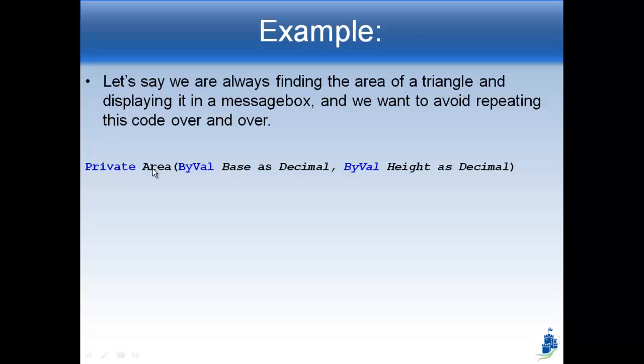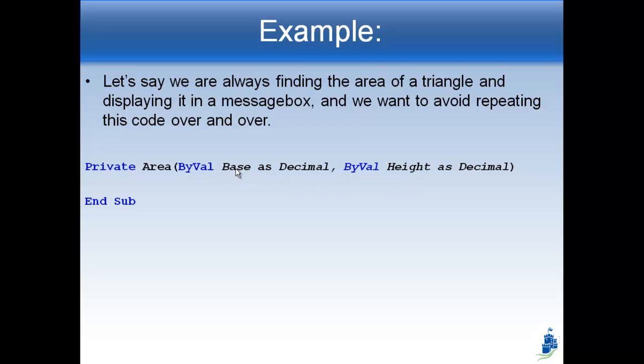I've called this function area. So we say private sub area, and then it says ByVal, like we always say. Well, of course, to calculate the area of a triangle, we need base times height divided by 2, right? So we need something called base, and that's going to be a decimal. And then we can have a comma here and actually have multiple arguments. So we say ByVal height as a decimal. So now we have 2 arguments being passed to this subroutine.